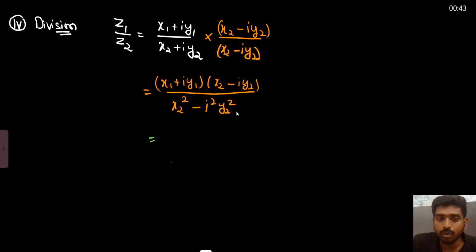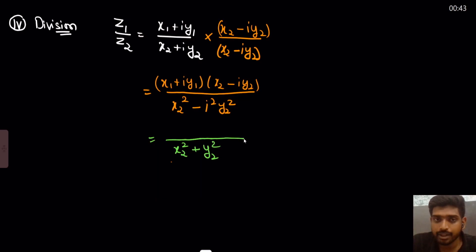Now next, what is in the denominator? In the denominator, you will see x2 square is there. What is i square? i square is minus 1. So minus of minus 1 is plus 1. So in the denominator, I will get x2 square, minus into minus 1 because of this i square, so minus into minus plus y2 square.